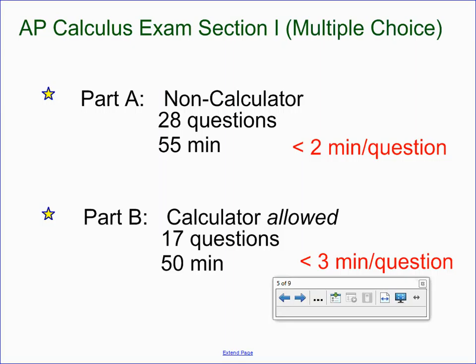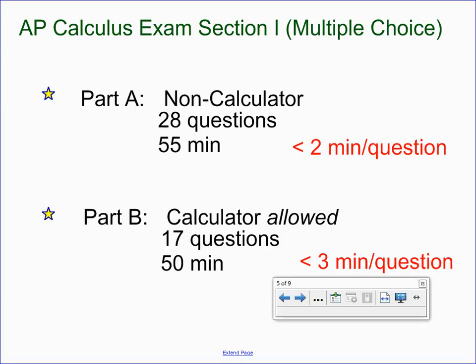Okay, ladies and gentlemen. Our AP Calculus exam, section 1 and section 2, are equally weighted. So half of your AP exam score is based on your performance on section 1, the multiple choice portion. Half is based on section 2, the free response portion. In the multiple choice section, there are 2 parts, part A and part B. Part A is non-calculator. It consists of 28 questions, and you're given 55 minutes. Part B is calculator allowed.